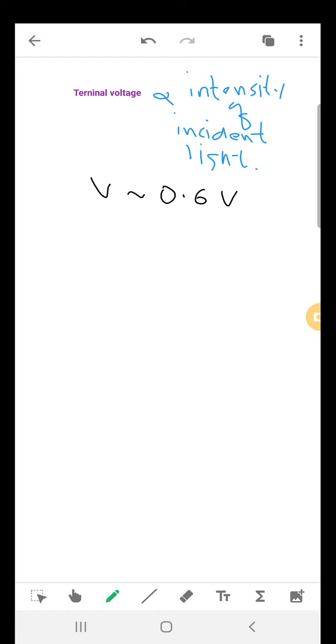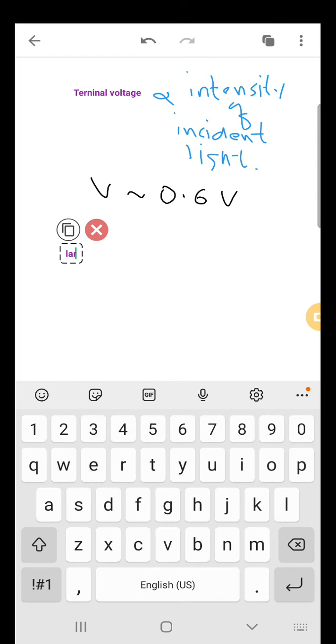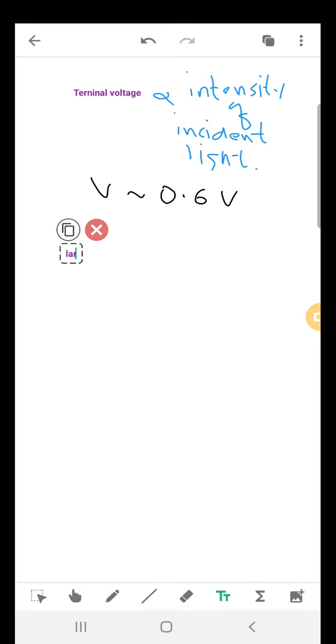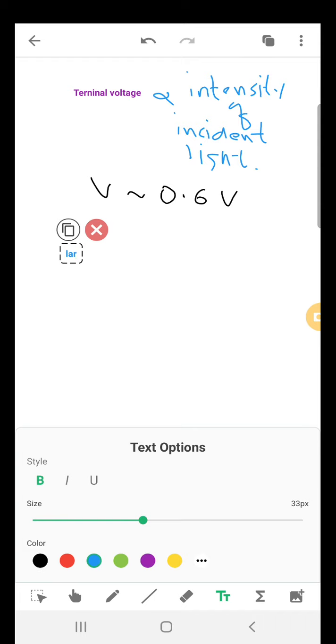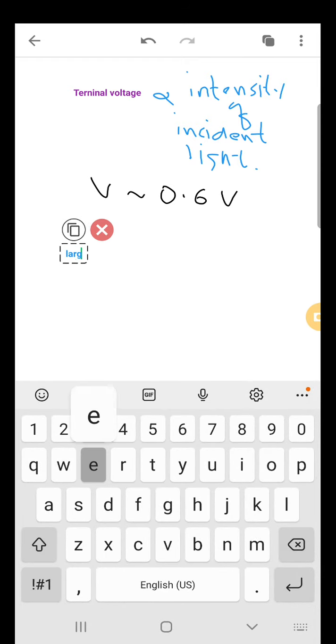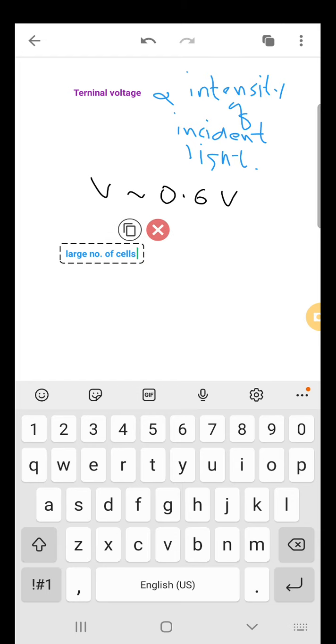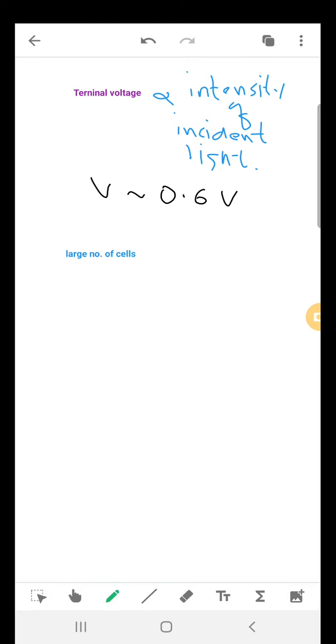Usually, a large number of cells are arranged in an array in order to obtain higher voltage and current, higher I and V. So they are arranged in the following way.